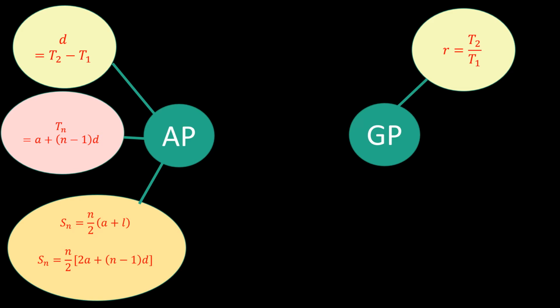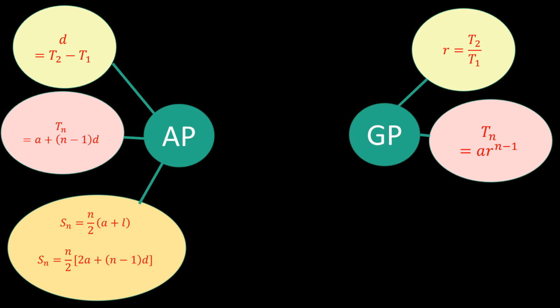Okay. Now, GP has another one, which we call the common ratio. For the common ratio we can use T2 over T1, or T3 over T2, or even T4 over T3. Alright, so this is a difference between AP and GP. For AP we have d, and for GP we have r.